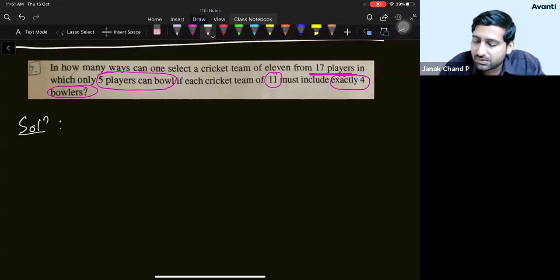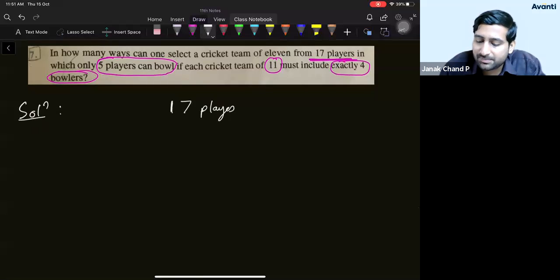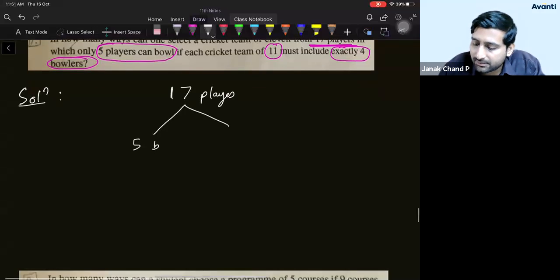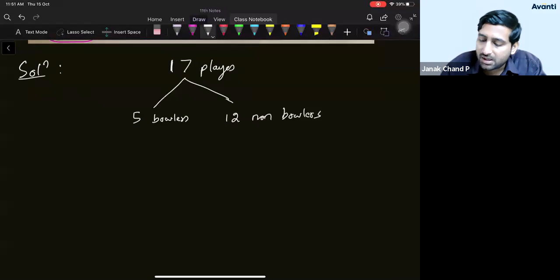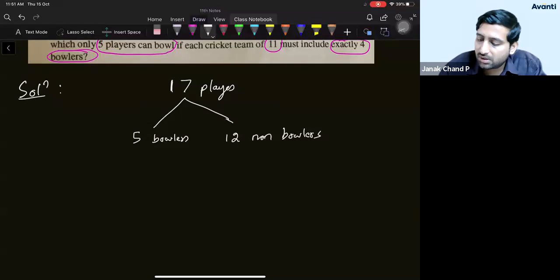Okay, fine. So let us see, student, how to solve this question. First of all, we have a total of 17 players. Now in this, they are specifically saying that 5 are bowlers. So let us separate this. Out of this we have 5 bowlers, and then the remaining 12 will be non-bowlers, who don't know the bowling, or all-rounders we can say. Fine. Now, student, what we want is a team of 11.